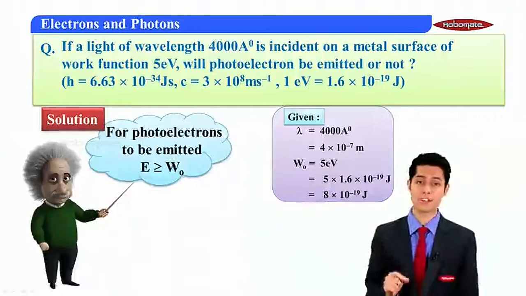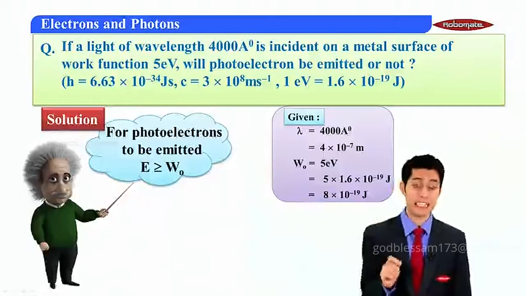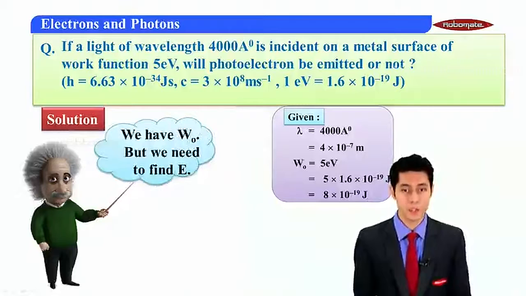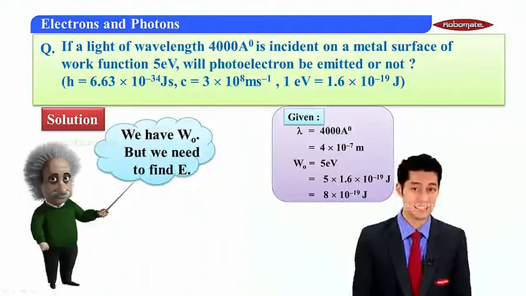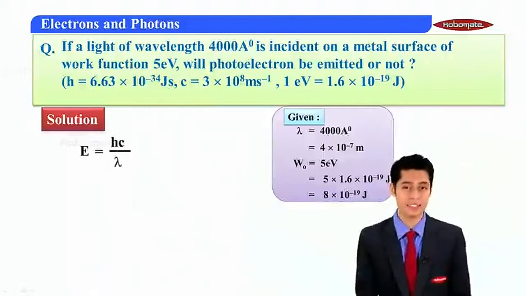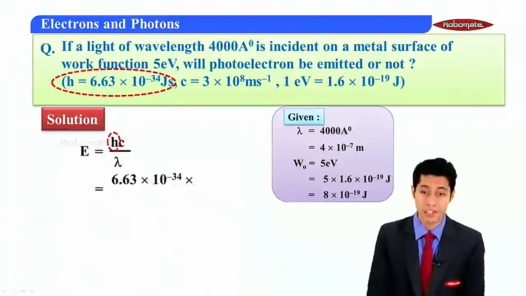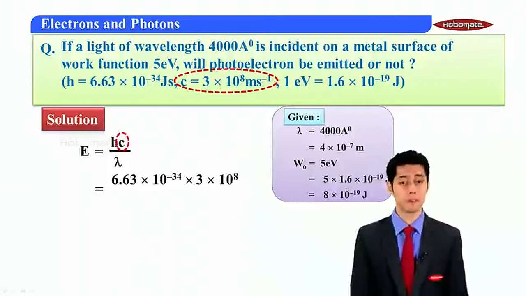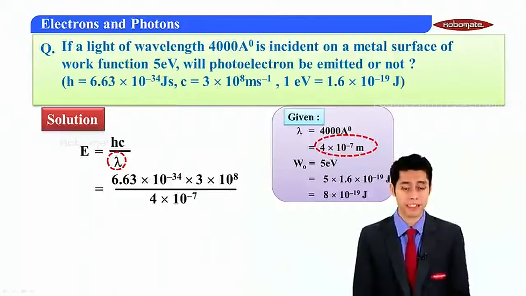Now, for photoelectrons to be emitted, as Mr. Einstein rightly said, energy should be greater than or equal to the photoelectric work function. So we need to have the work function, but we need to also have E. The work function we have written already. We need to now work on E. How do I find E? I know E is hc/λ. Do we have the value of h? Yes. Do we have the value of c? Yes. Substituting both of them, and again λ we have written as 4 × 10⁻⁷.